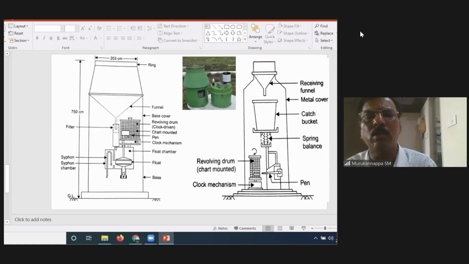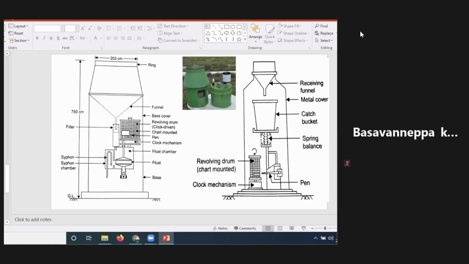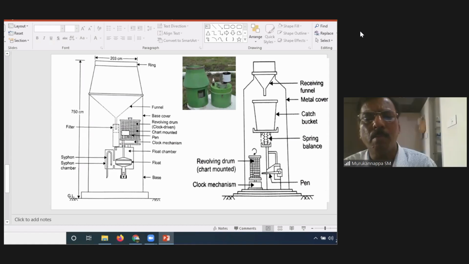Just I will give you some idea. See here, there is a funnel. Below that there is a container which receives the precipitation. According to that amount of precipitation, it will be marked on the graph. It will be recorded. So this is how the precipitation is recorded. The details are not required for you. Okay, is it okay, all of you? Is it clear? Yes, sir.